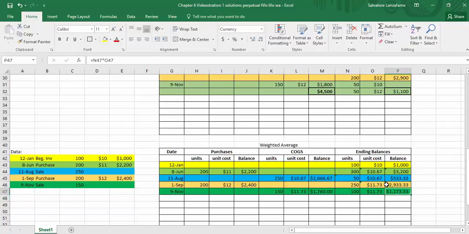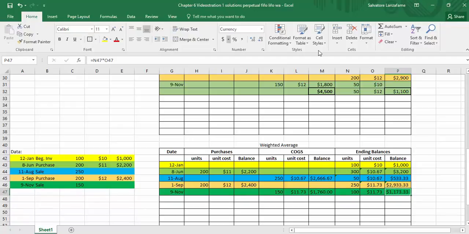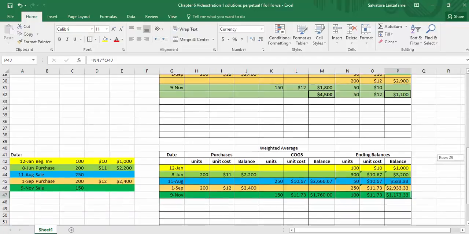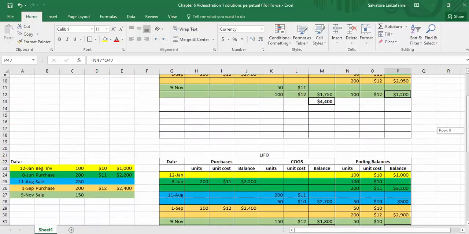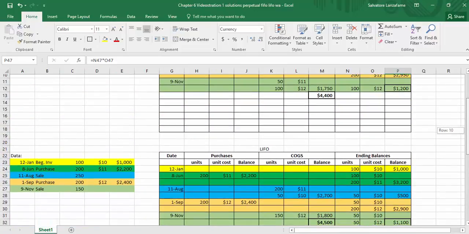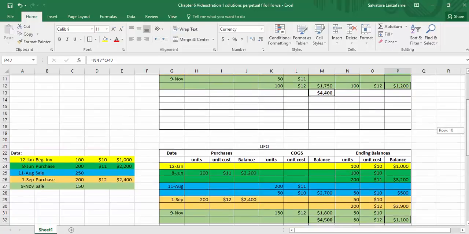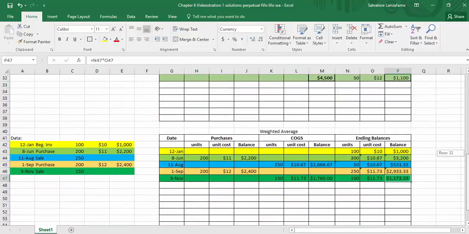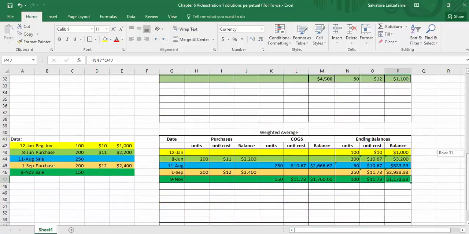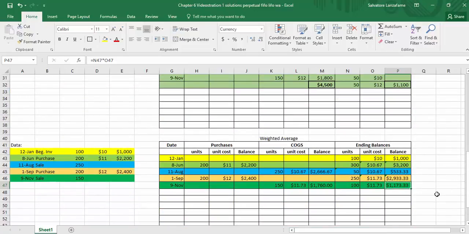So notice our final answer here. If we compare it to LIFO, we had 1,100, and when we compare it to FIFO, we had 1,200. So 1,200 was the high inventory, 1,100 was the low inventory, and look at weighted average, somewhere in the middle, 1,173. Very typical that it's somewhere between FIFO and LIFO.